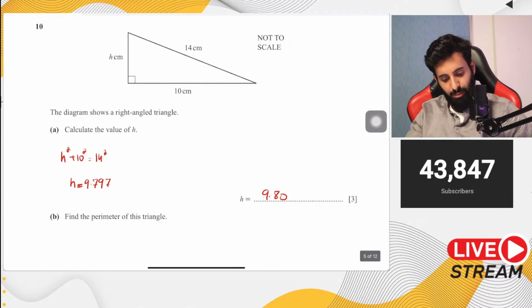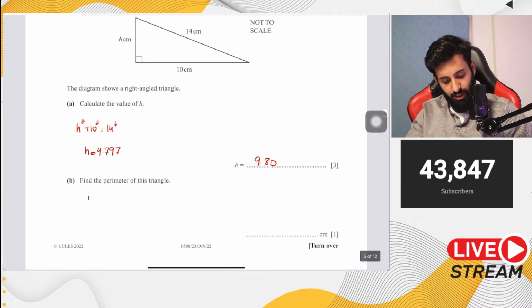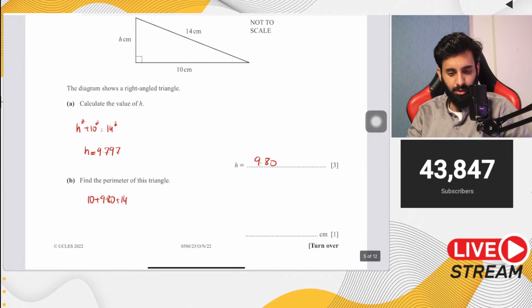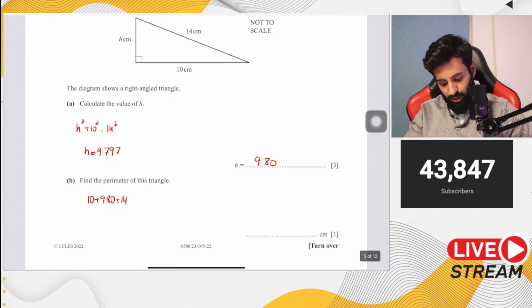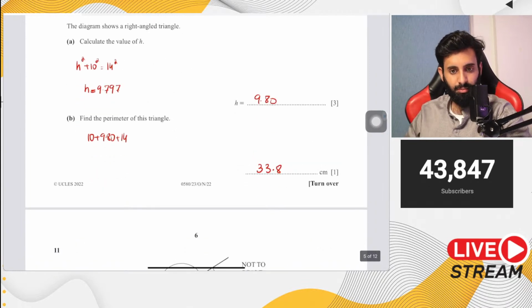Okay, part B. Find the perimeter. How do you find out the perimeter? 10 plus 9.80 plus 14 plus 10, which is equal to 33.79, which means 33.8 centimeters is your answer.